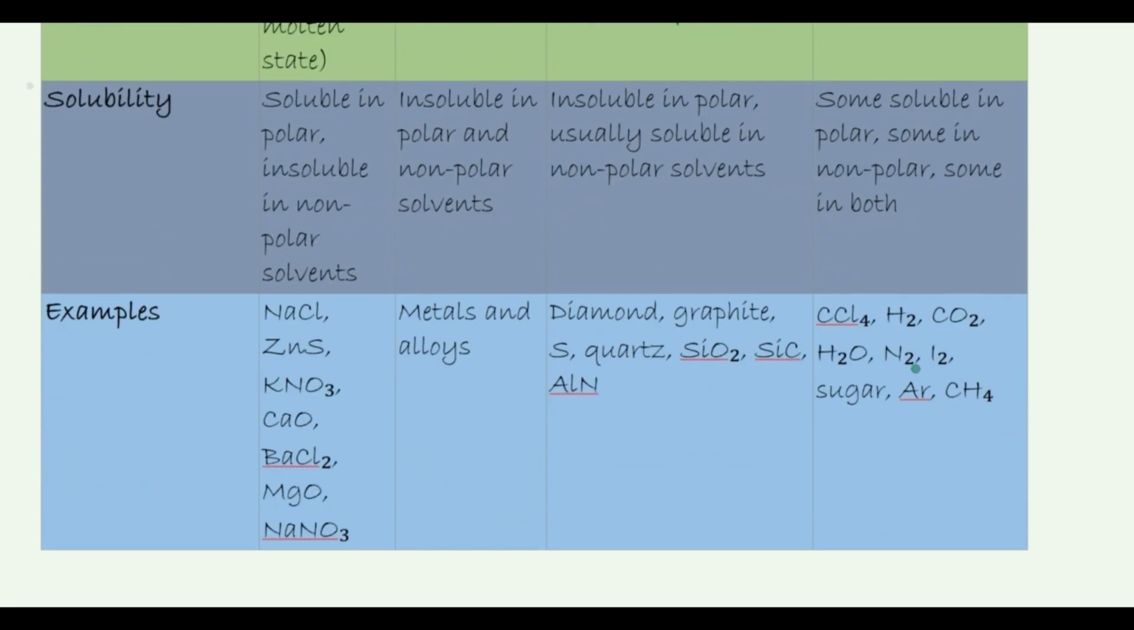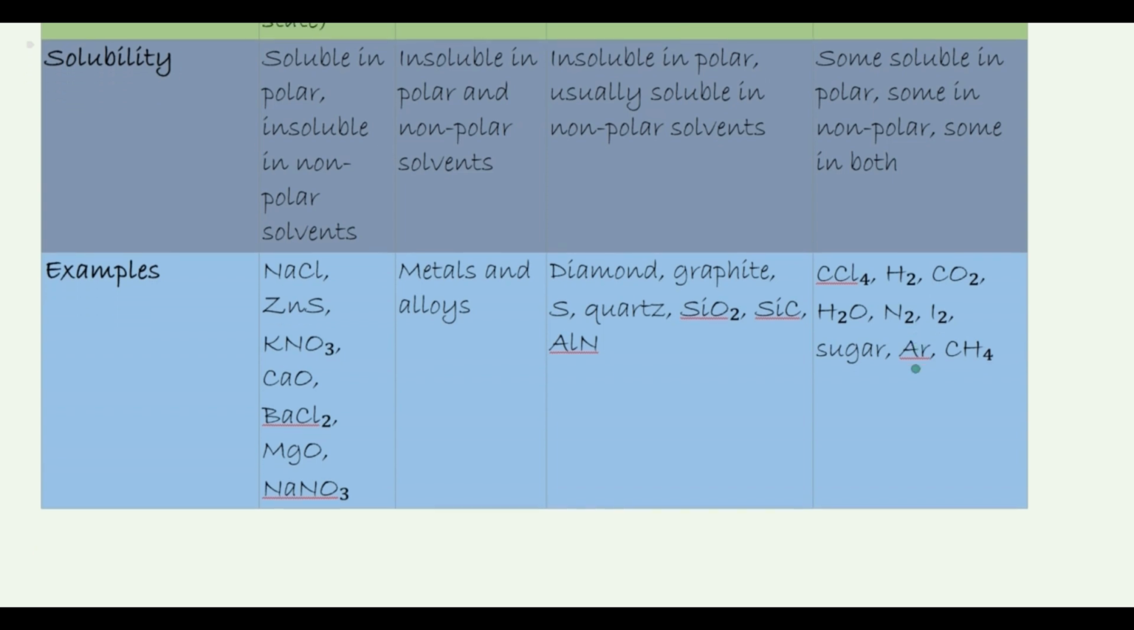Then solubility. They are soluble in polar, insoluble in non-polar solvents. But in case of metallic solids, they are insoluble in polar and non-polar solvents. Covalent solids, they are insoluble in polar, usually soluble in non-polar solvents. Finally, molecular solids, some are soluble in polar and some are soluble in non-polar, and some of them are both.